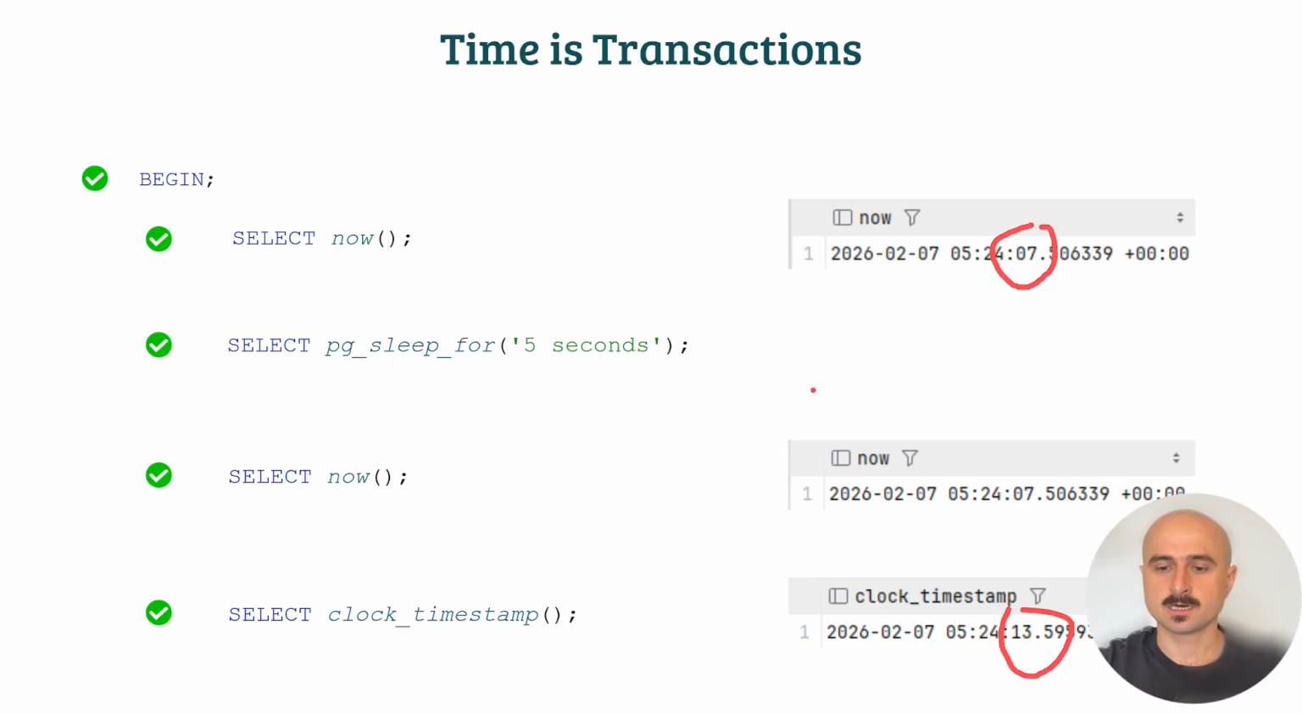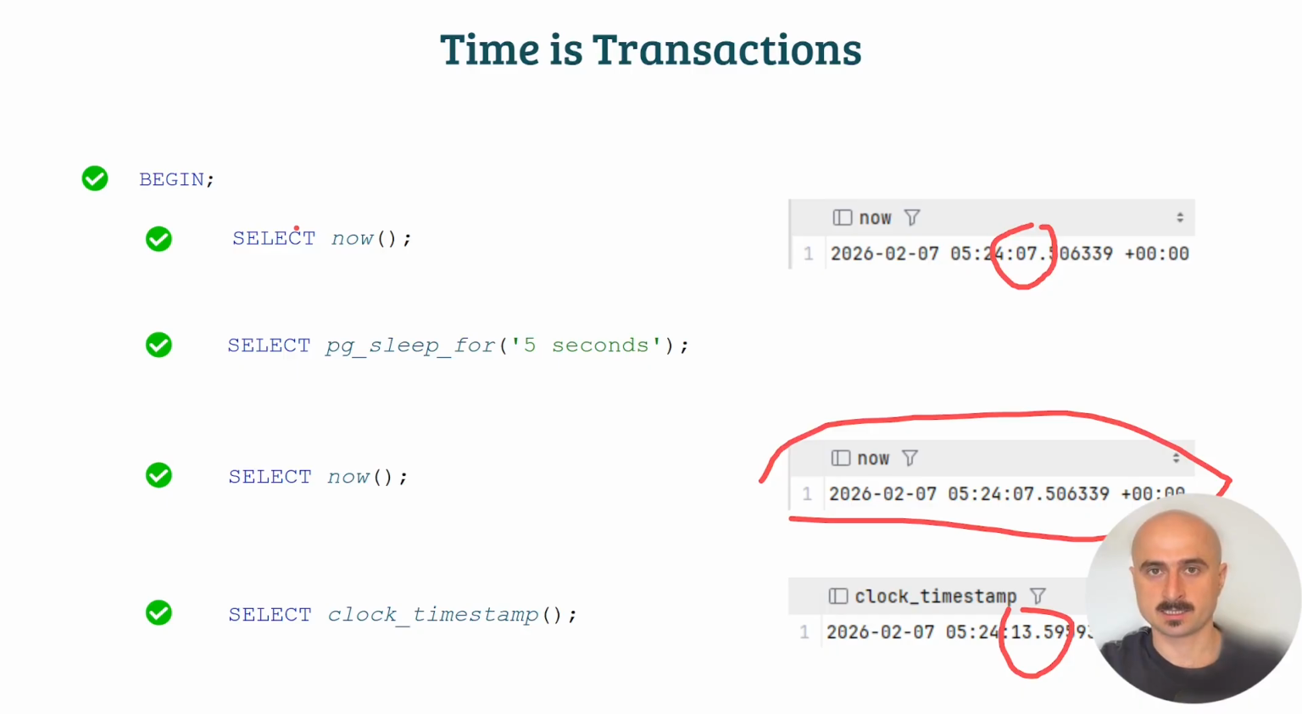Another thing that we need to mention is that this date time is the start time of a transaction. So when a transaction starts, that moment is then later used as the date time for all the functions that you use to access the time, right? One such function is, for example, now.